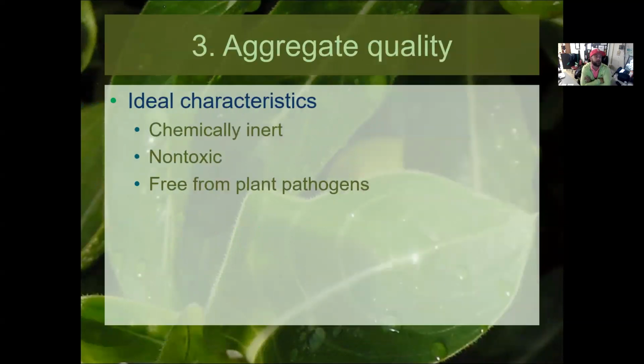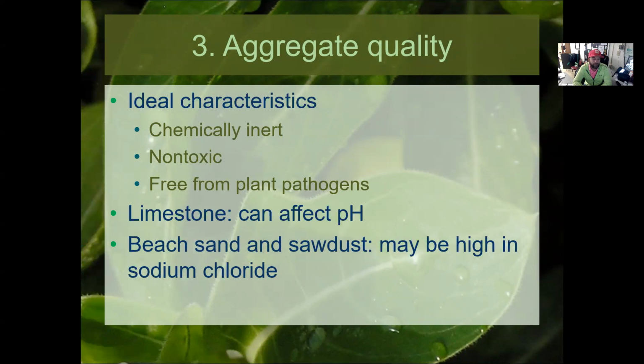So aggregate quality, ideal characteristics: they're chemically inert, non-toxic, and free from plant pathogens. Limestone can affect pH. Typically, you want to throw lime in there if you want to get your pH up. So just remember that you want to have a pH of 6.0 to 6.5, which is just slightly acidic. So throwing too much lime in there will turn your plants a little more alkaline and will stunt the growth. So like I always say, read the label, do your pH testing, and ensure that you're doing the right things for your plants. So beach sand and sawdust, they may be high in sodium chloride. So you want to watch how much you're putting in there. A little bit too much sodium will kill plants off.